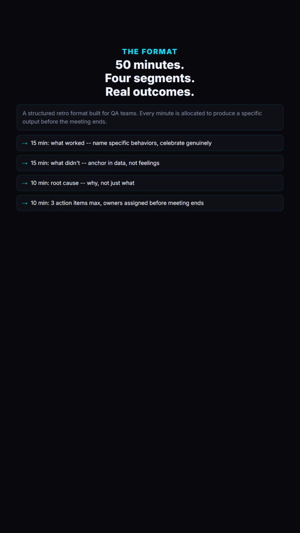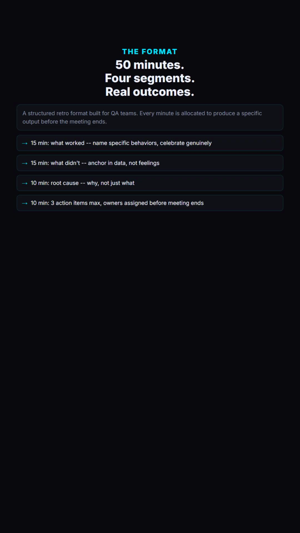This data changes the character of the retrospective conversation fundamentally. Instead of working from memory and anecdote, the team is working from shared facts. During the meeting itself, run a 4-part structure with time limits. Spend 15 minutes on what worked well.